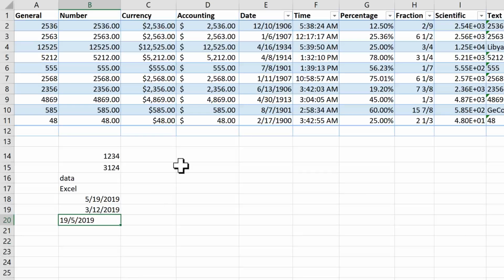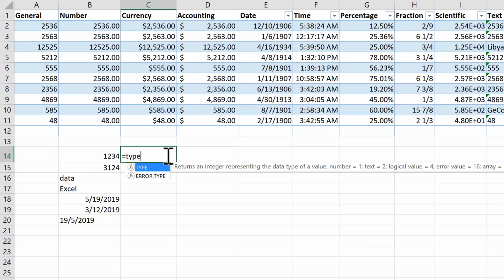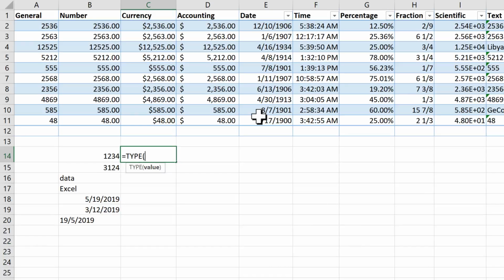Now there's something you can apply to make sure that this is correct. You can use a function called TYPE. The function TYPE is going to give you 1 if the value is a number, 2 if it's a text, 4 if it's a logical value, and so on and so forth. But what we're looking for is basically, is it a number or a text?